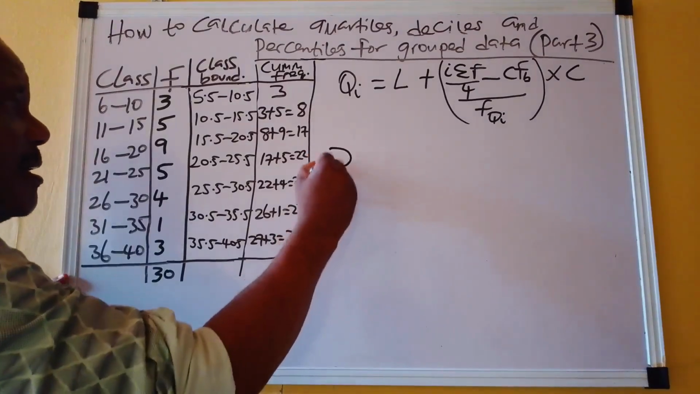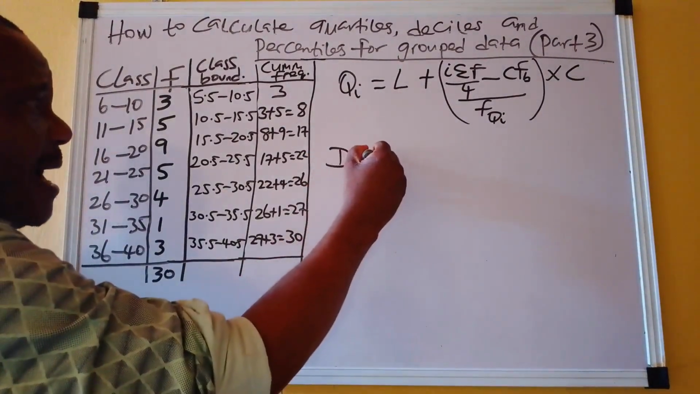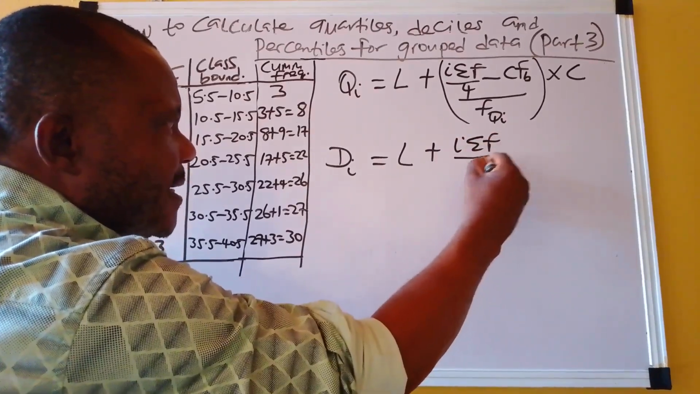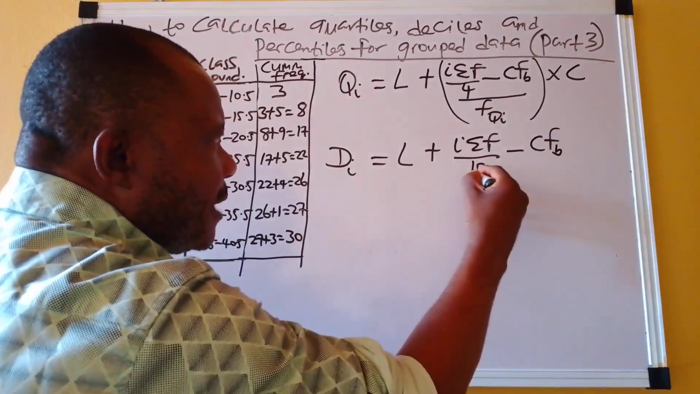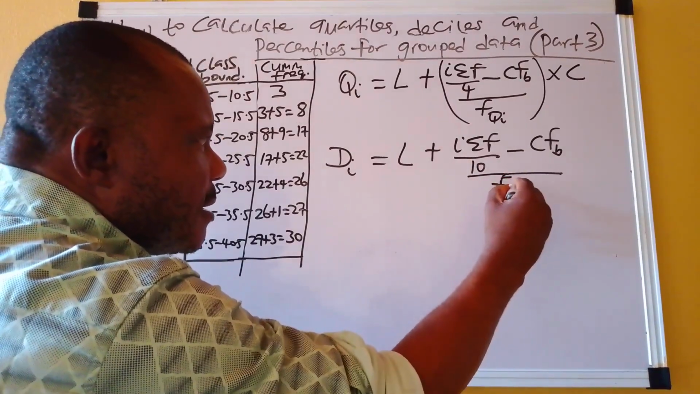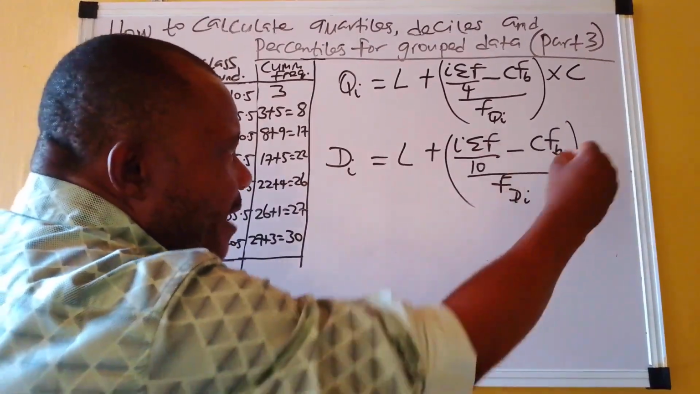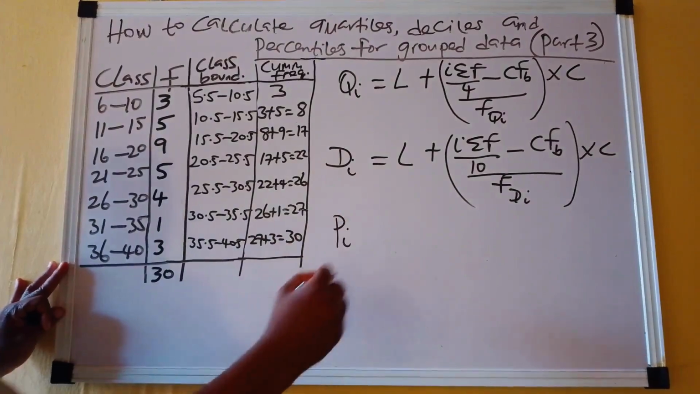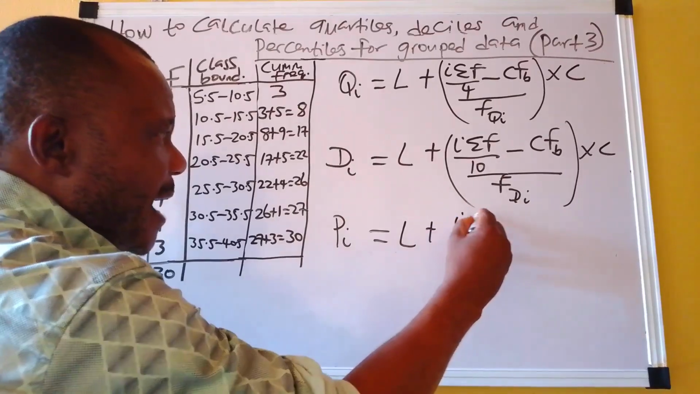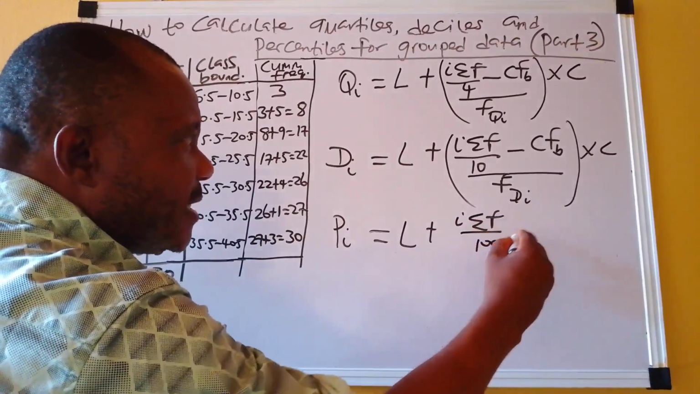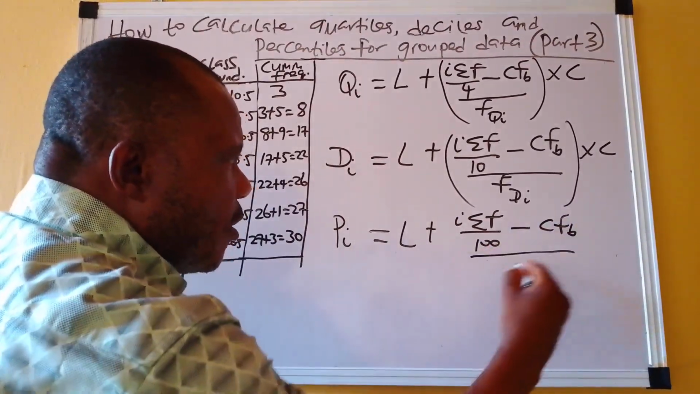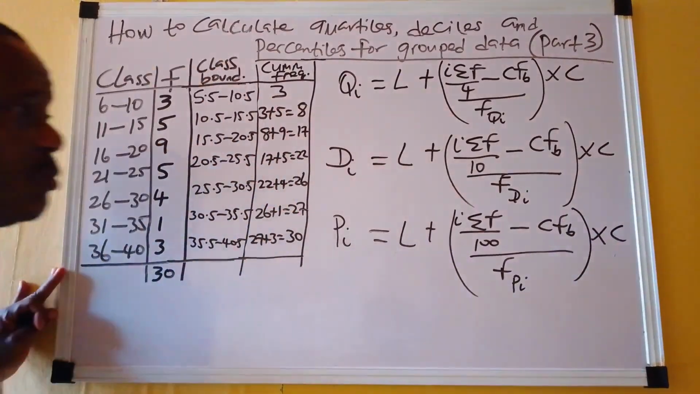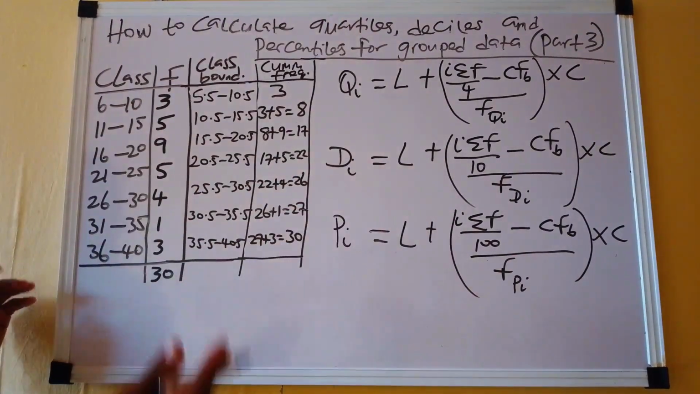Then for the deciles, we have a general formula as this: Di is equal to L plus (i summation F over 10 minus the cumulative frequency before that class) all over the frequency of the decile class, times the class weight C. Then our percentiles are calculated using this formula: Pi is equal to L plus (i summation F over 100 minus the cumulative frequency before that class) all over the frequency of the ith percentile class, times our class size or class weight, which is C. Now, these are measures of position.